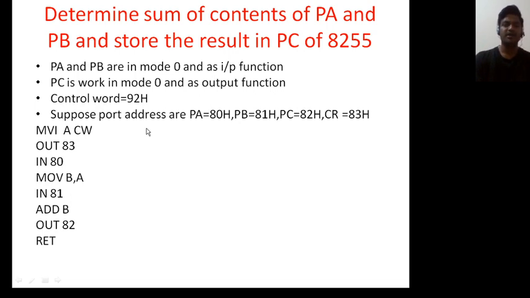Suppose we are making a program. You have to determine the sum of contents of port A and port B, and you have to store the result in port C of 8255. In this we will see how we will interface 8255 with microprocessor 8085. In this case, input data is available in port A and in port B.